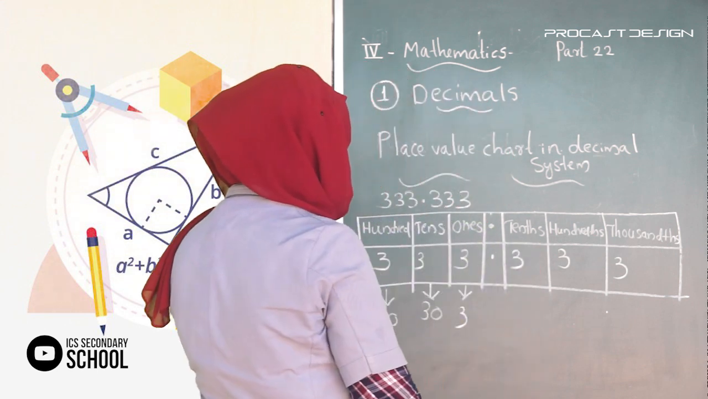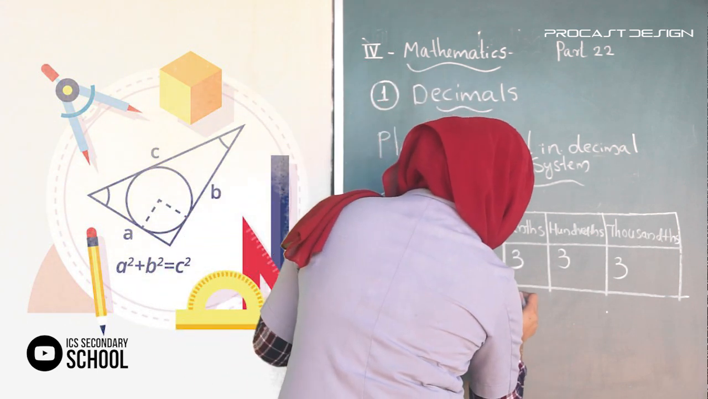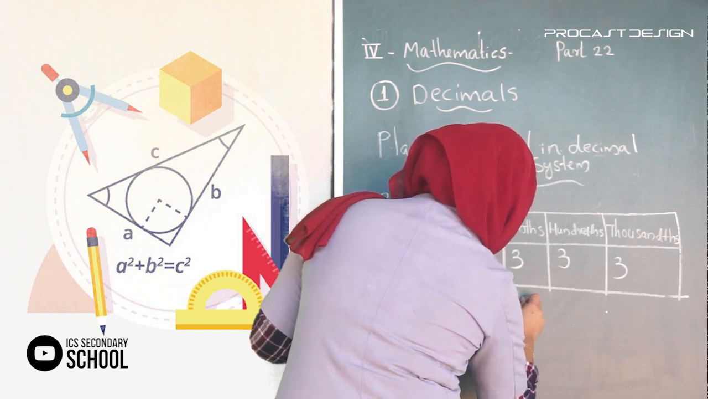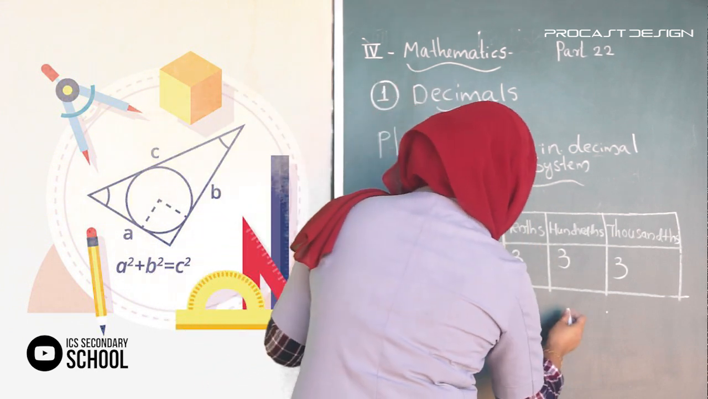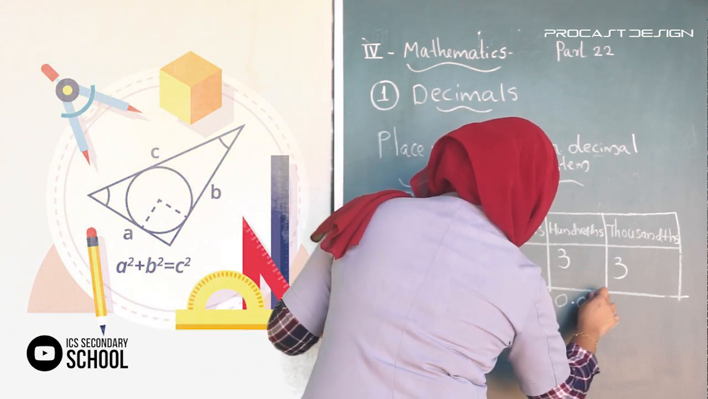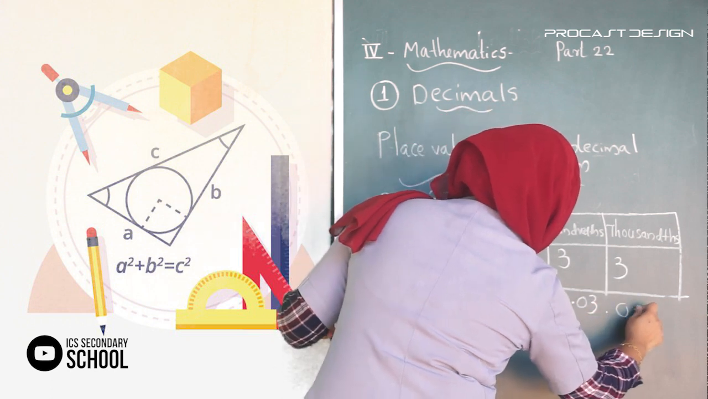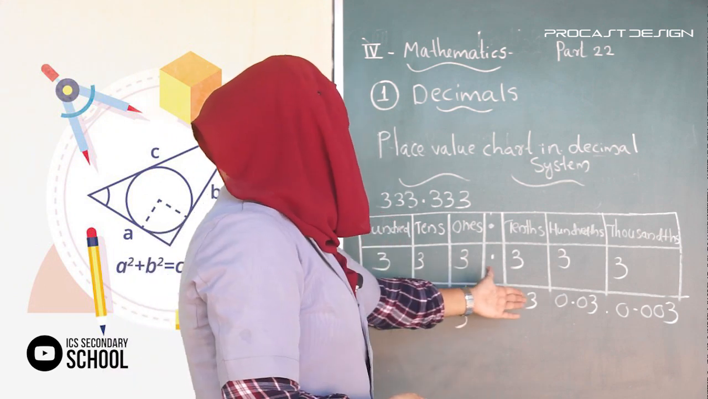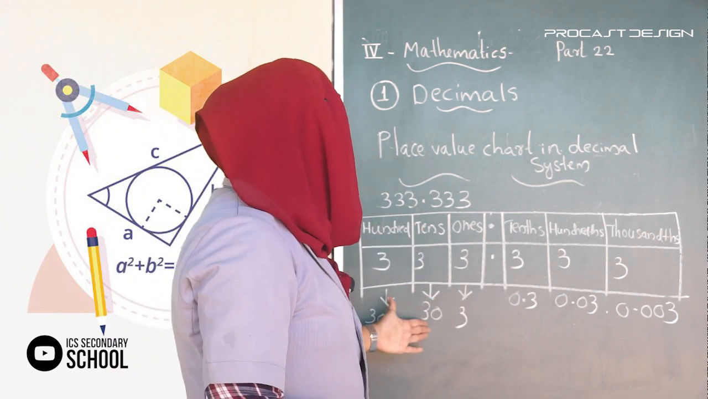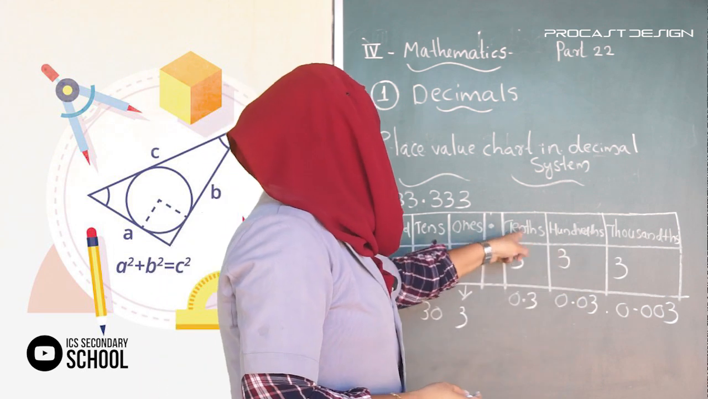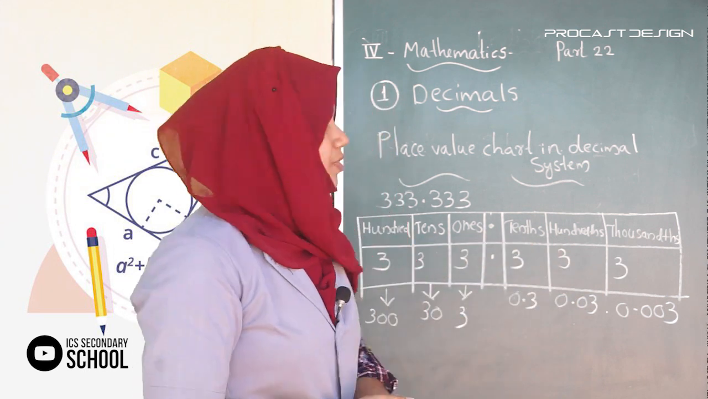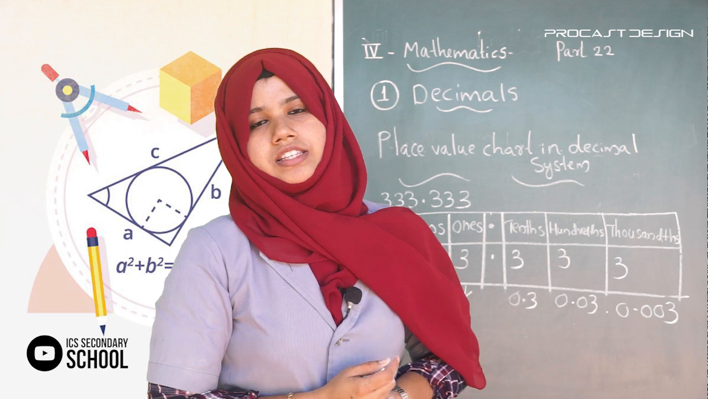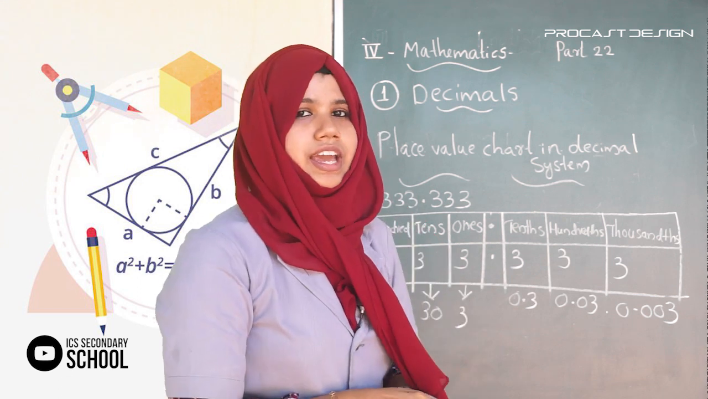Next, 3 tenths we can write as 0.3, and this is 0.03, and this is 0.003. Okay. 3 hundreds 300, 3 tens 30, 3 ones 3. 3 tenths means 0.3. 3 hundredths means 0.03. 3 thousandths means 0.003. Okay. Is it clear?